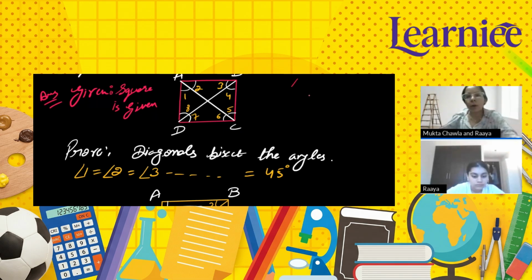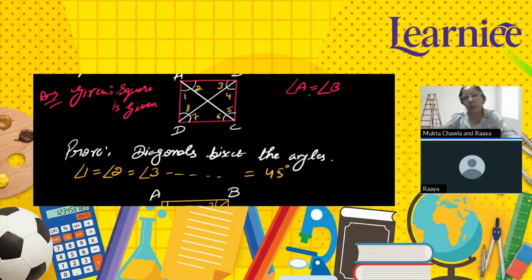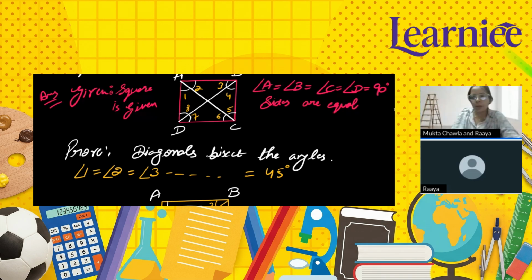Very good. That all corner angles are: angle A is equal to angle B is equal to angle C is equal to angle D is equal to 90 degrees, right? I'll be writing it neatly. And what was there? You said sides are equal, right? Very good.